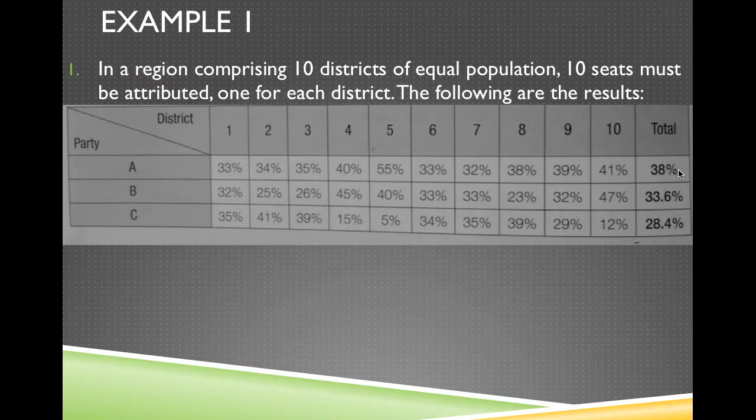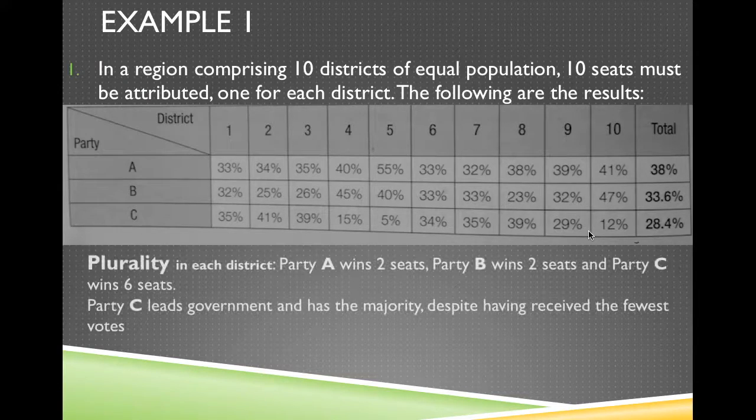But in total, you can see how much party A, B, and C gets from all of these districts. If we were going to talk about plurality in each district, you would see that A wins in 2 districts, so they would win 2 seats. B wins in 2 districts, so it wins 2 seats, and party C wins 6 seats because it wins in 6 districts. So if we talk about plurality, party C wins.